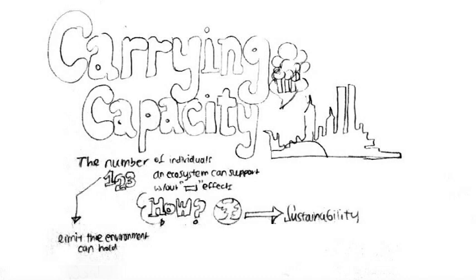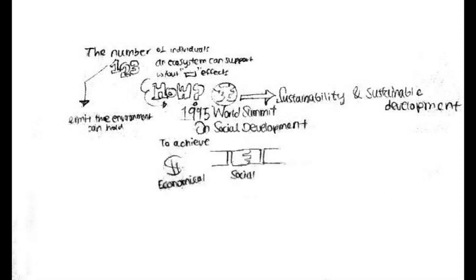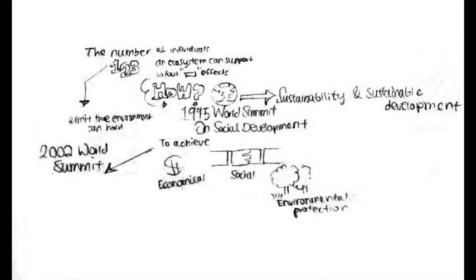Sustainability's official definition was first set during the 1995 World Summit on Social Development. According to the definitions set at the time, the goals of sustainability are to achieve economic development, social development, and environmental protection. The people who agreed on this definition believed that satisfying these three goals can lead to better quality of life.